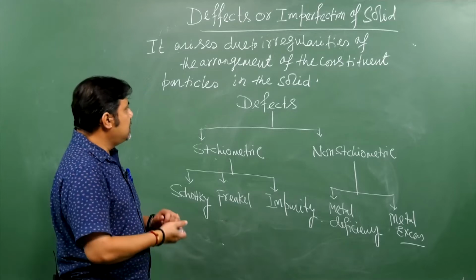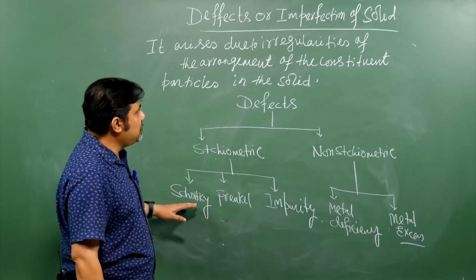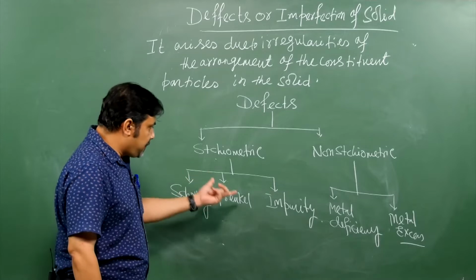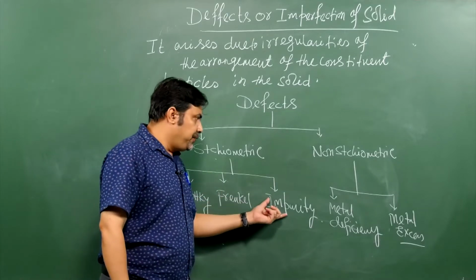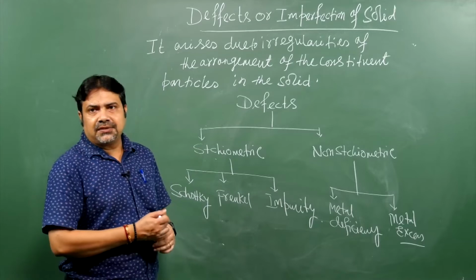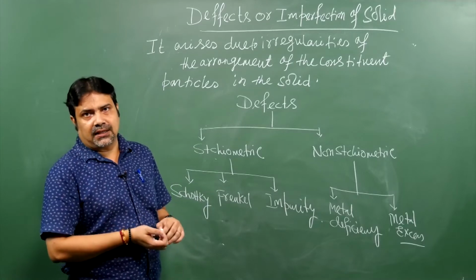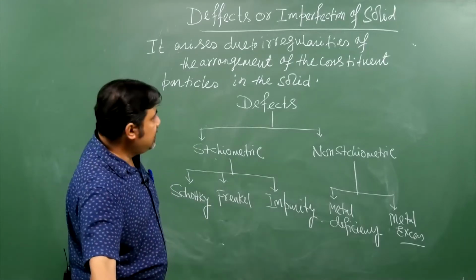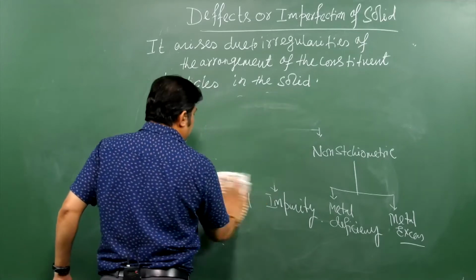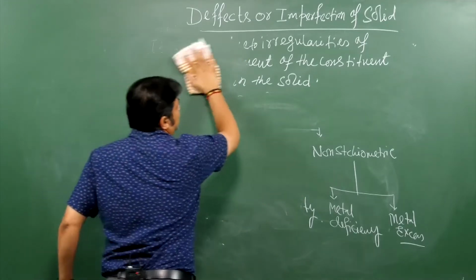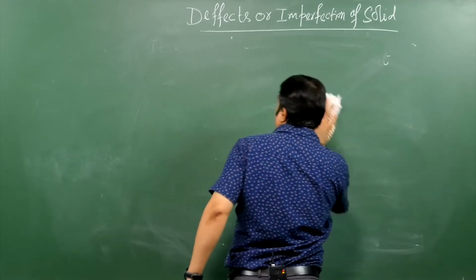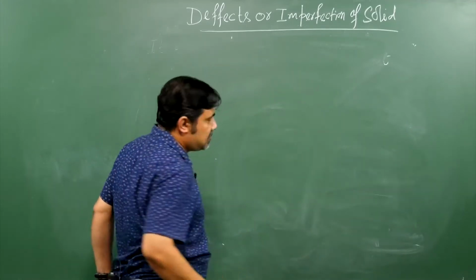In stoichiometric defects, first you have to study Schottky defects. Then Frenkel defects, then impurity defects, then metal deficiency and metal excess defects. These are the things we need to study here. If you look nicely, you will understand clearly what happens in Schottky defects.